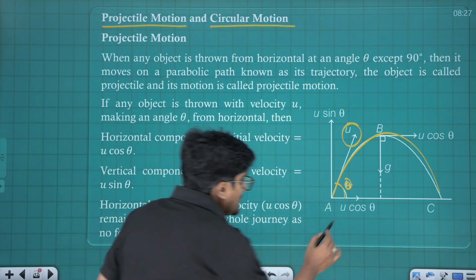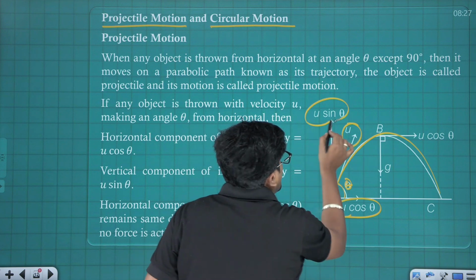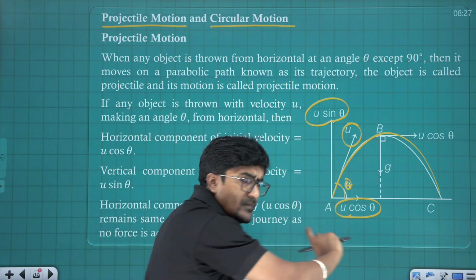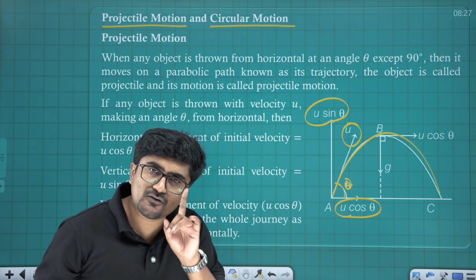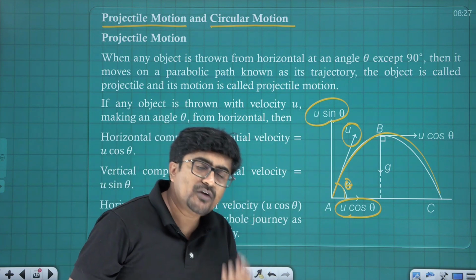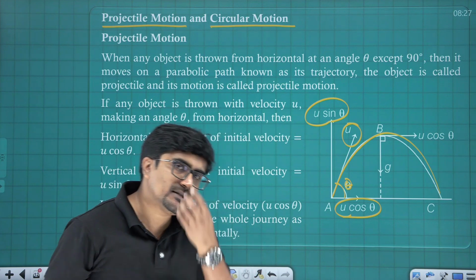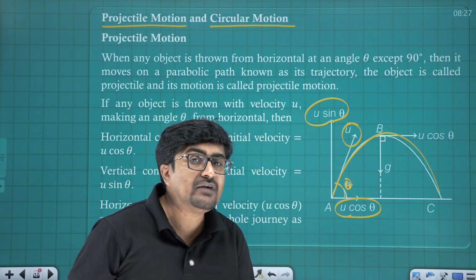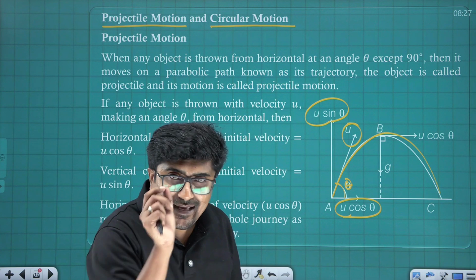So u cos theta is nothing but the horizontal velocity component of the projectile, and u sin theta is the vertical velocity component of the projectile. And you know that for this case, this particular body is only experiencing one force, that is the weight of the body, which is acting in the downward direction. So acceleration due to gravity is the only acceleration experienced by the body, and that is acting along the negative y-axis direction. There is no acceleration along the x-axis.